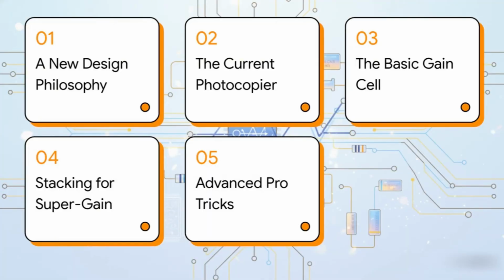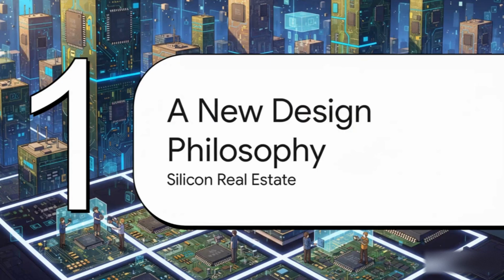All right, so here's our game plan for this explainer. First, we're going to dive into that new design philosophy that this new reality forces on us. Then we'll look at three absolutely essential building blocks. A circuit that's basically a current photocopier, the basic gain cell that gets you amplification without resistors, and the wild trick for stacking transistors to get insane amounts of gain. And then we'll wrap up with a quick peek at some advanced engineering tricks of the trade. Okay, let's jump right in with that new philosophy.